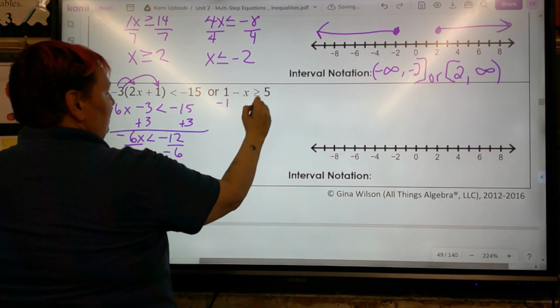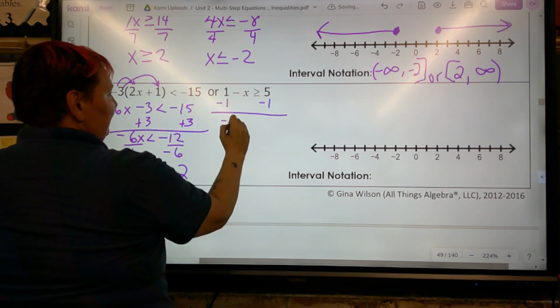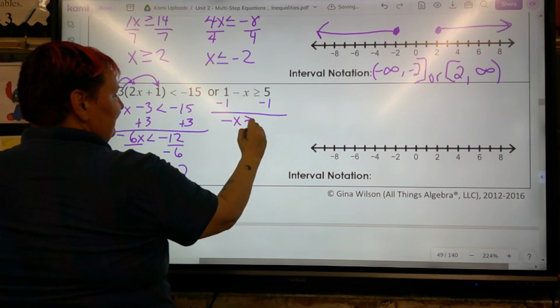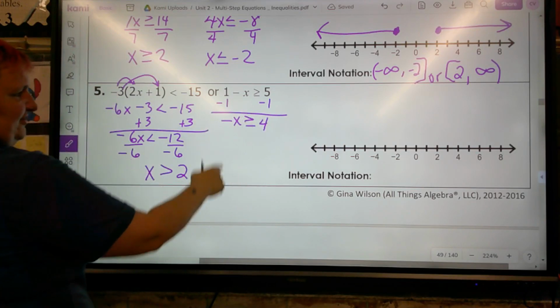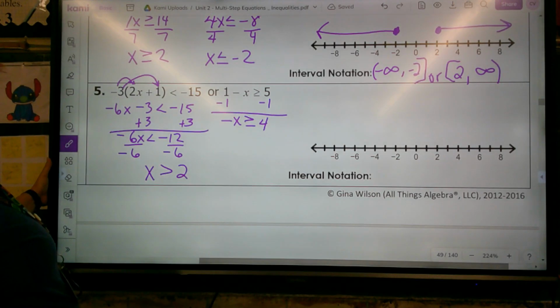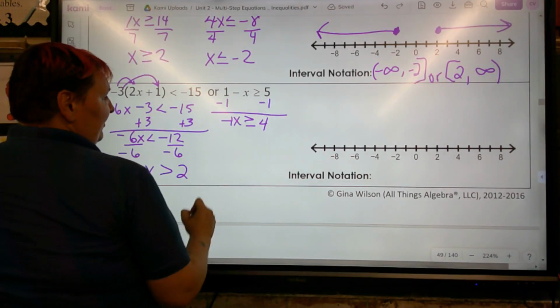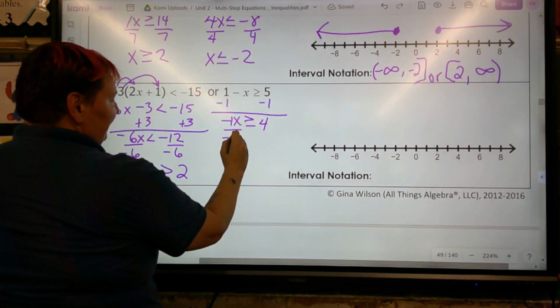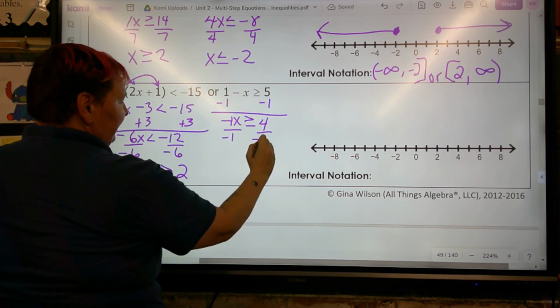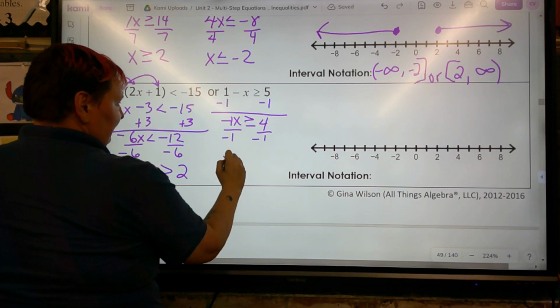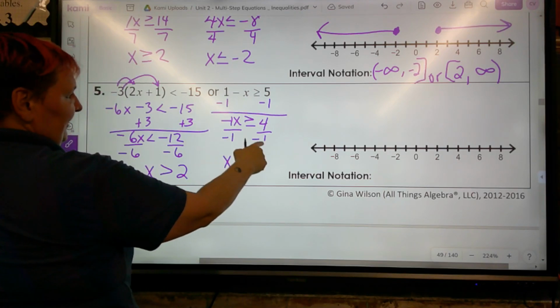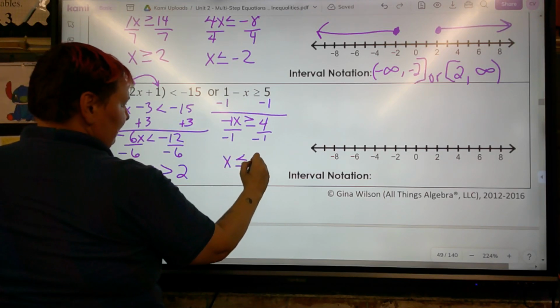Because I'm dividing by a negative, if you multiply or divide by a negative, you flip the inequality symbol. We're going to subtract 1 from both sides. Negative x. Remember, I said if there's a negative in front of the x, that x is not isolated. You have to isolate that x. So there's an invisible 1 there. So to get rid of that negative, divide both sides by -1. Because we're dividing by a negative, we're going to flip the inequality symbol.